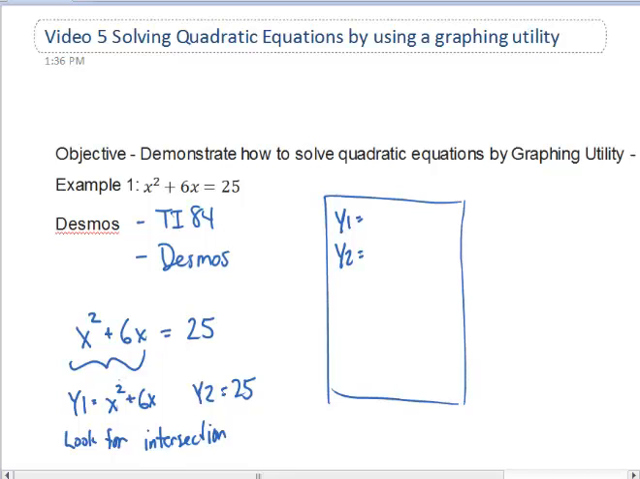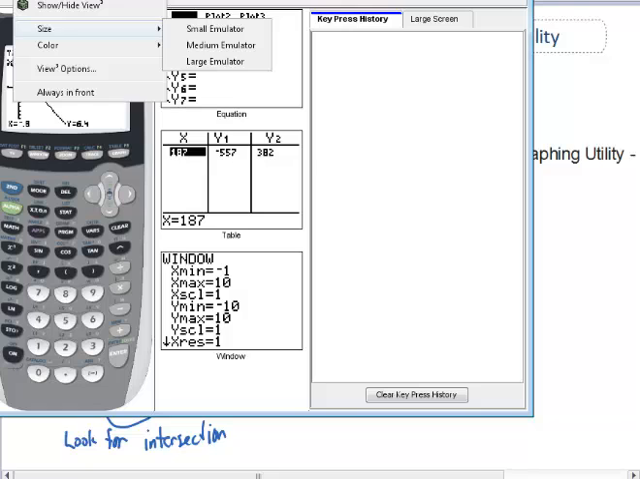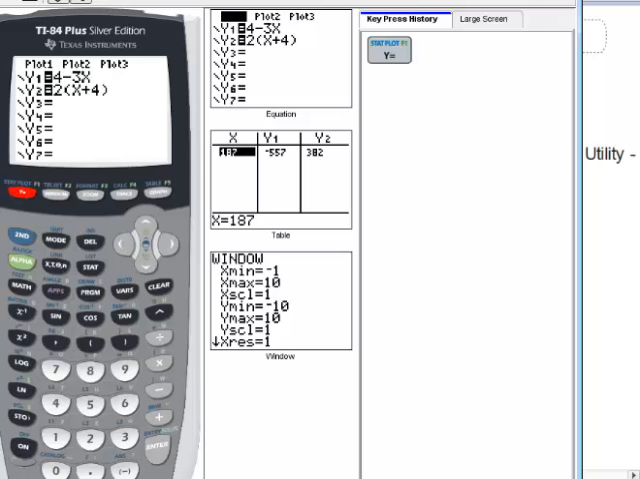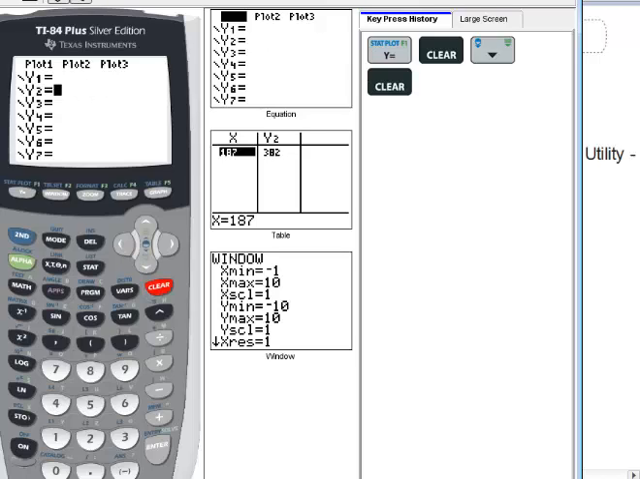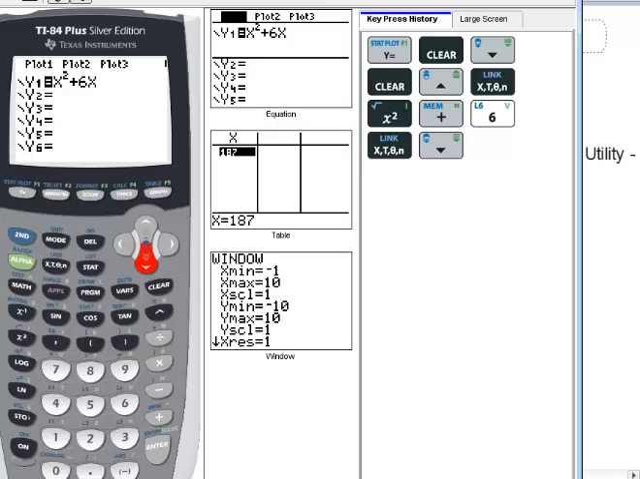So I just have to remember this to put into y1. I'll go to my graphing calculator. I'll just increase the size of that calculator. And so what you'll see is when you go into the graphing calculator, you just want to clear out what you have in the function spots. So I'll clear out this information, and I'm going to put in x squared plus 6x. So I'll hit the x button, squared, plus 6x. And in y2, I'm going to put 25.